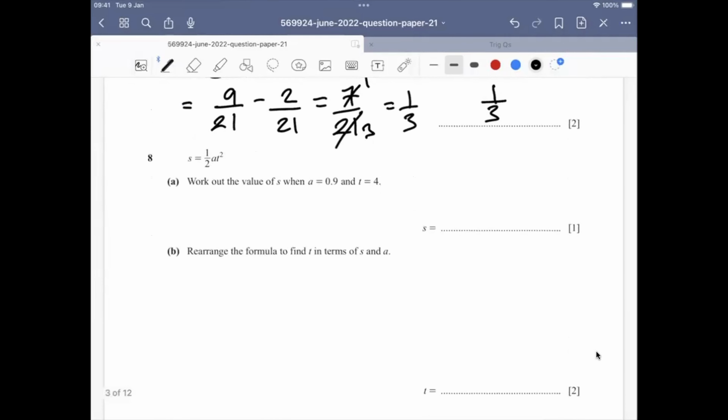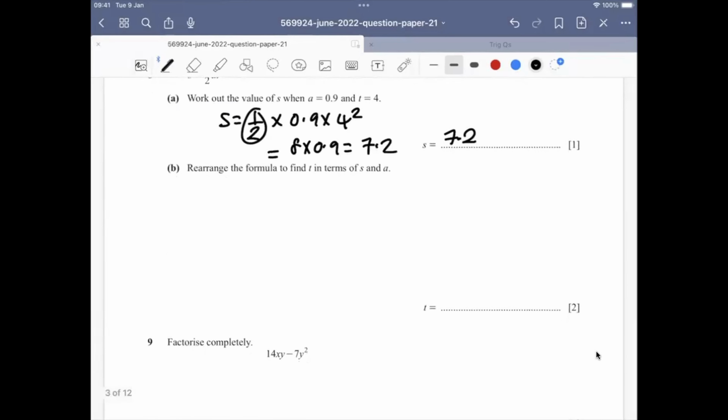Perfect. Question 8. S equals half of AT squared. Work out the value of S when A equals 0.9 and T equals 4. So you can just put this into your calculator, but S equals half times 0.9 times 4 squared. 4 squared is 16 times by a half is 8. So 8 times 0.9, which is 7.2. I did that in my head, but you can just do it on a calculator too.